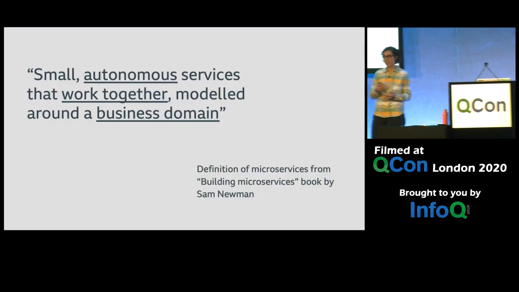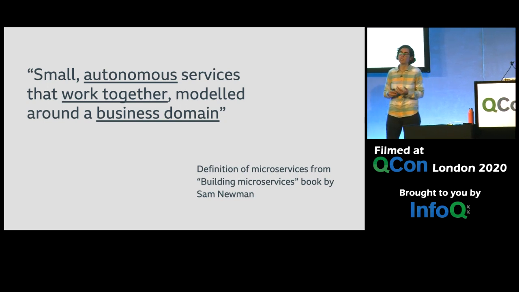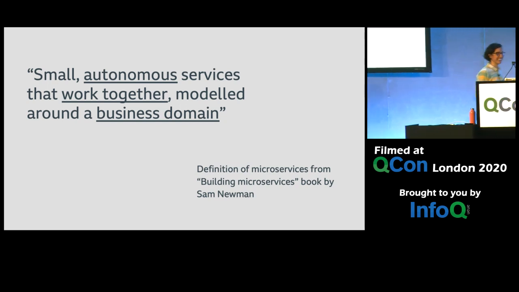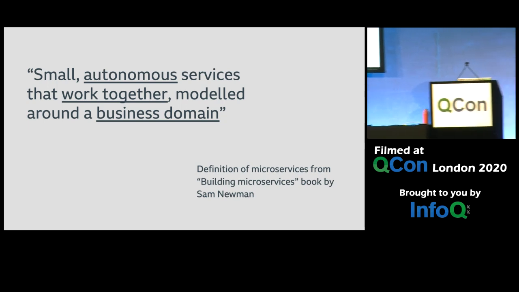When you begin designing a system, you normally want to revisit the principles that you want that system to abide by. So to paraphrase Sam Newman, the definition of microservices is: small autonomous services that work together, modeled around a business domain. I kind of wish we had done that in the previous phase. Sometimes you just need to go back to the basics. And we thought, well, let's think about the different business domains again.